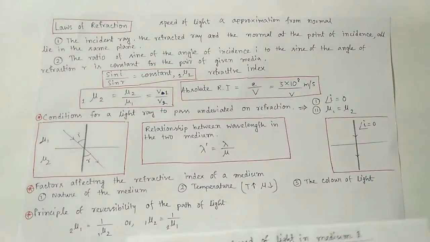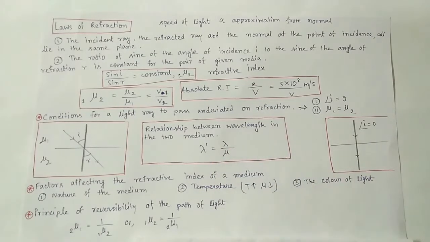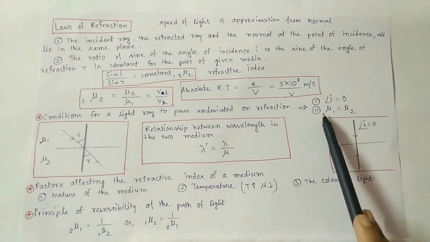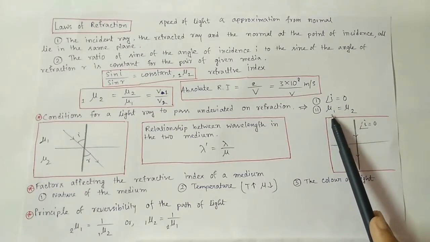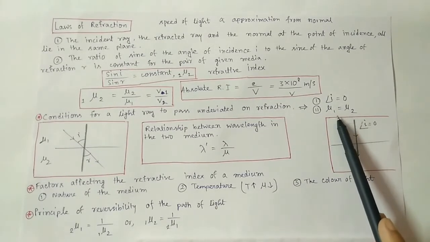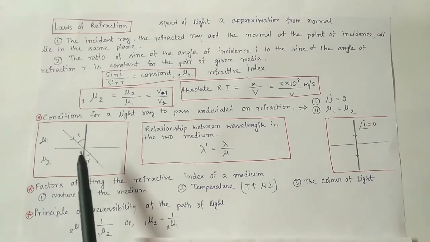Now, conditions for a light ray to pass undeviated on refraction. The first one is that the angle of incidence is equal to 0, and the second one is mu1 is equal to mu2, that is, the refractive index of both media is the same. So this is a general way.